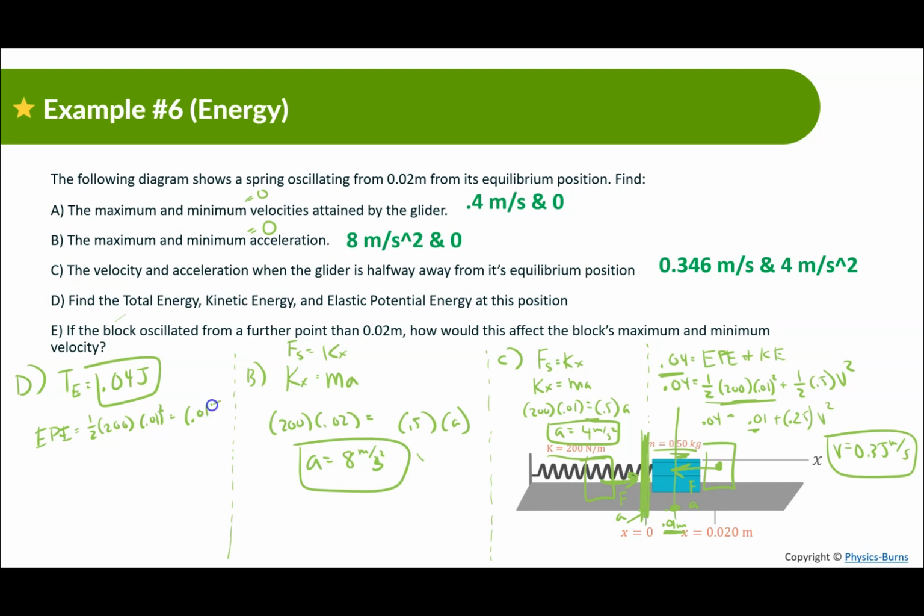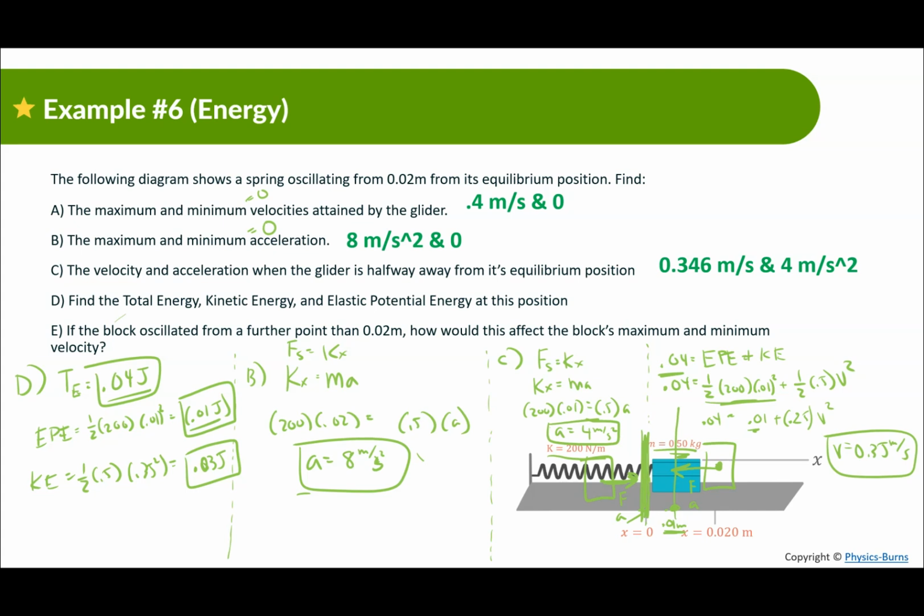Okay. And then the kinetic energy is just 0.04 minus 0.01. But we can also just check our work. We could do 1/2 mass, which is 0.5, times the velocity squared, which we found was 0.35 squared. And we get, yes, 0.03 joules. Okay, great.